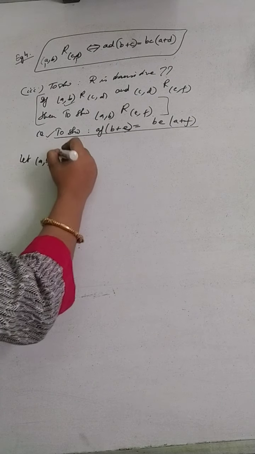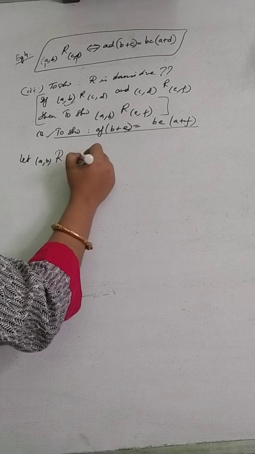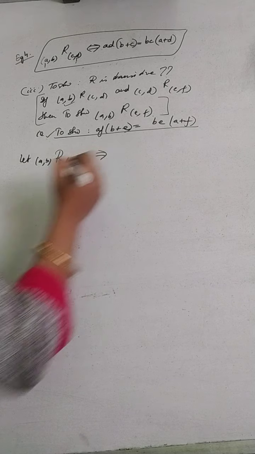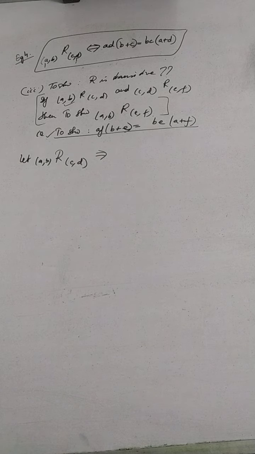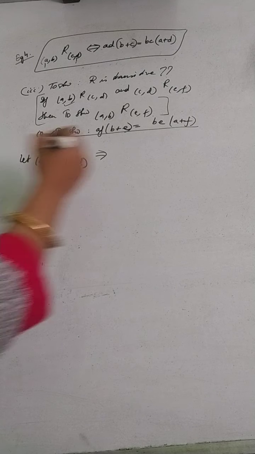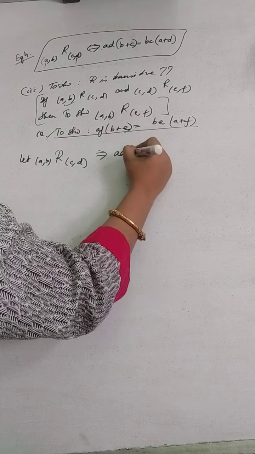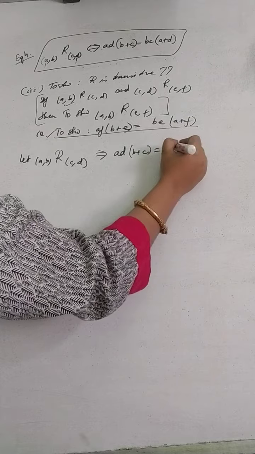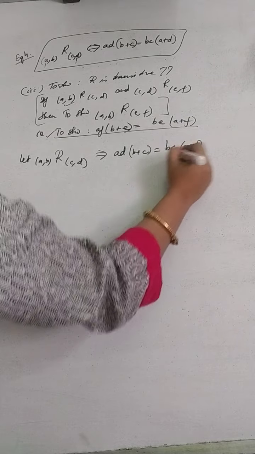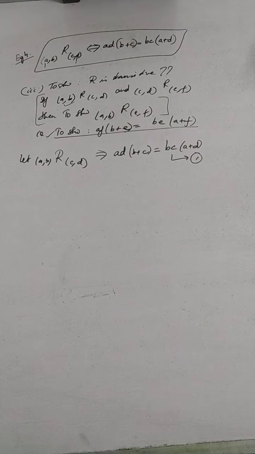So now, since I am assuming that (A, B) is related to (C, D), which implies, what does it imply according to definition? It implies that AD into (B plus C) is equal to BC into (A plus D). I am giving it an equation number 1.